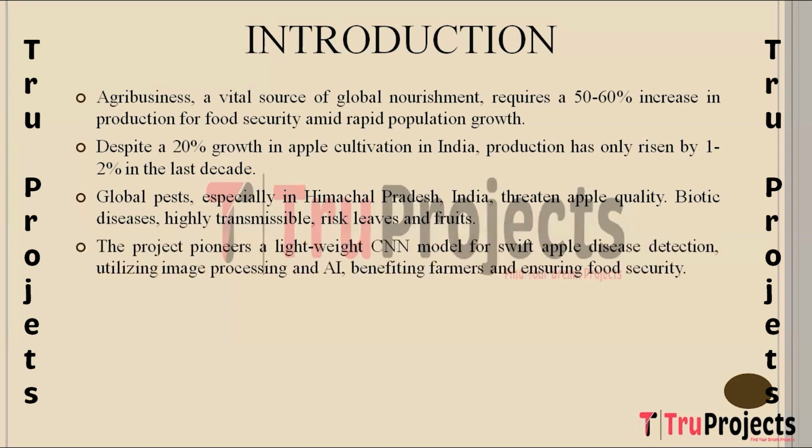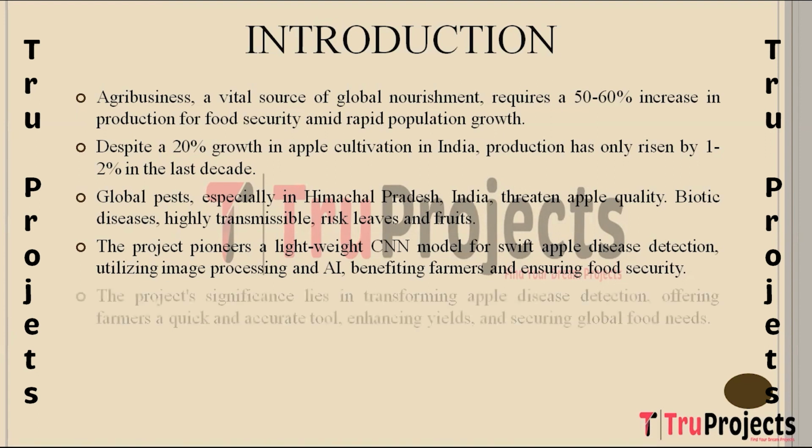So, the project aims to address apple crop challenges through a diverse approach. Multiple deep learning models, including pre-trained ones, are built for classification, and YOLO series models are employed for efficient disease detection. Leveraging image processing and AI, the project ensures timely and accurate disease diagnosis.